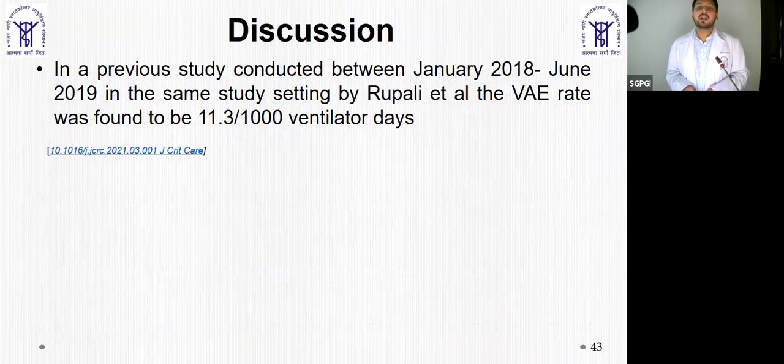In a previous study conducted between January 2018 and June 2019, in the same study setting, that is CCM ward, by Rupali et al., the VAE rate was found to be 11.3 per 1,000 ventilator days.